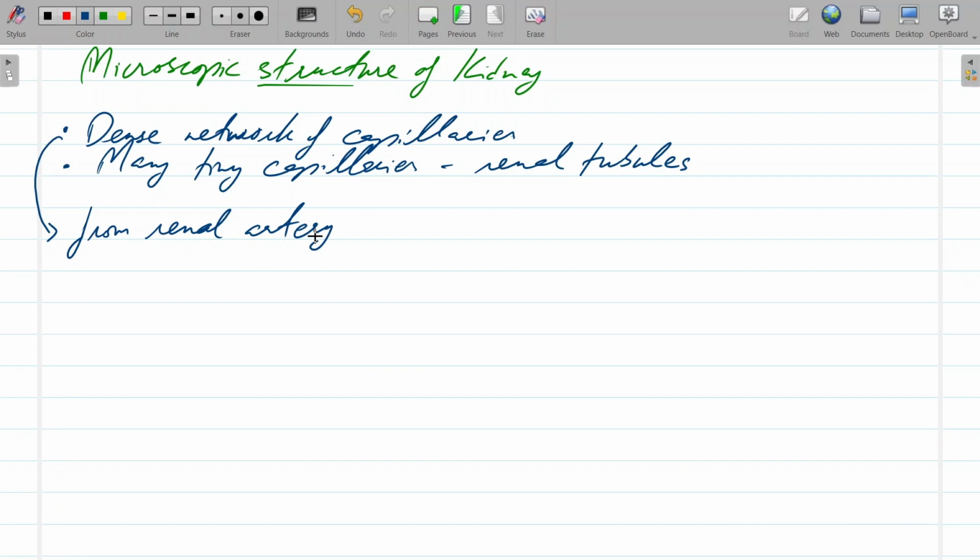That's coming in from the renal artery. And right, the renal artery divides into smaller arteries called arterioles and then into capillaries.